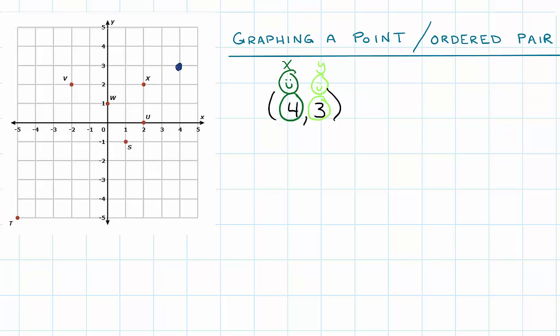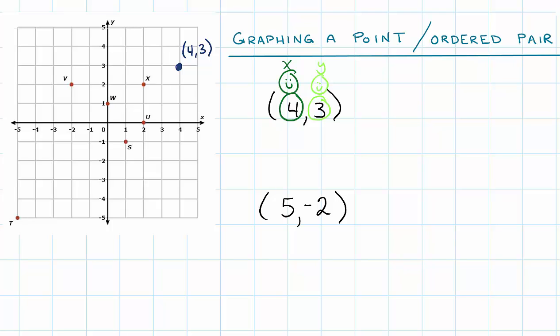Now, a lot of people like us to label that point if we're not given a letter, and so I put the coordinate ordered pair right on the graph. That point represents 4, 3. That's pretty much it. Let's try graphing a point with some negatives in it.